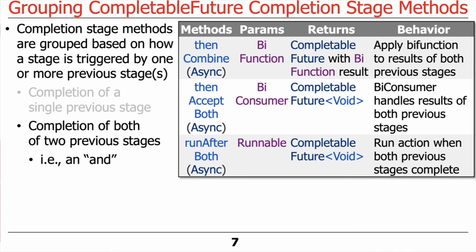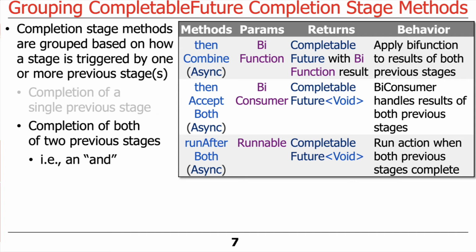The next group of completion stage methods that are triggered based on one or more previous stages are the completion stage methods that will be triggered when both of two previous stages finish. So you can think of these as essentially and, or essentially conjunction style completion methods. And there's a bunch of them. There is then combine, then accept both, and run after both. And there's an async variant of all these as well.